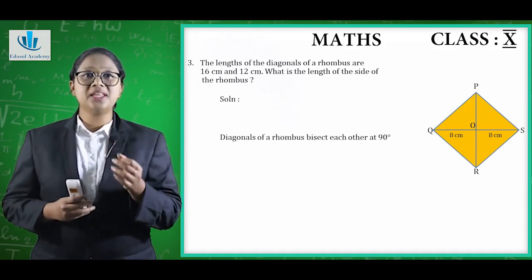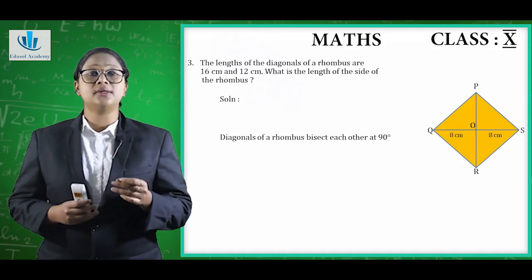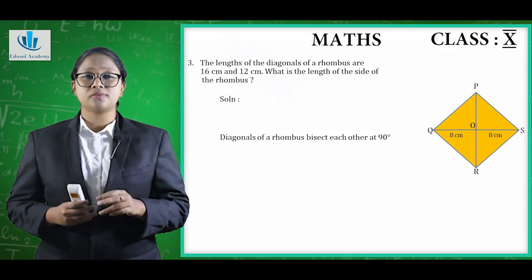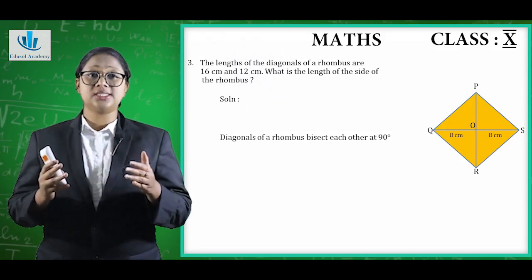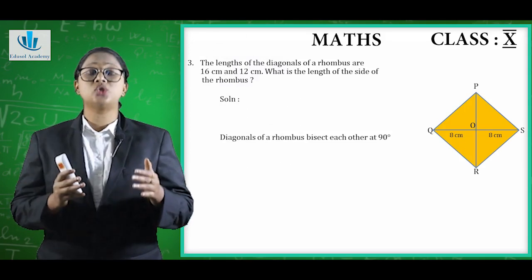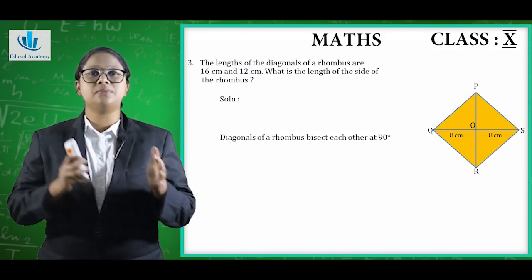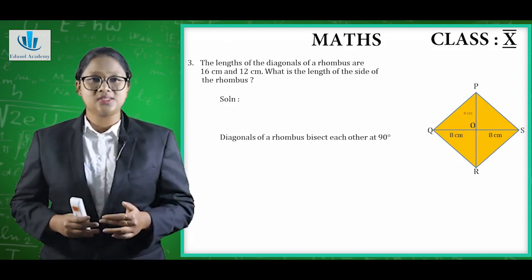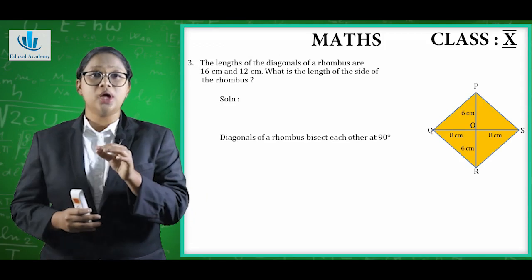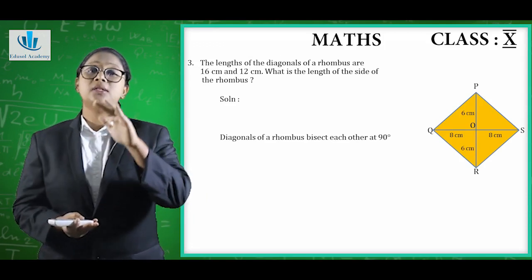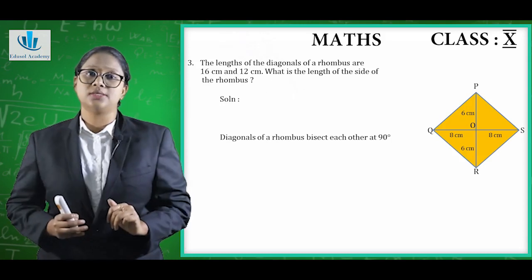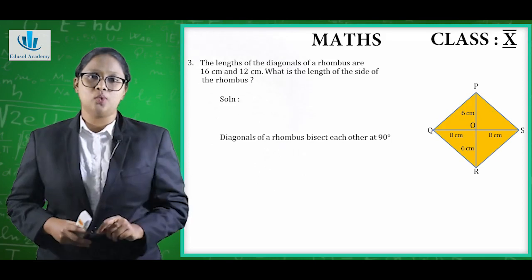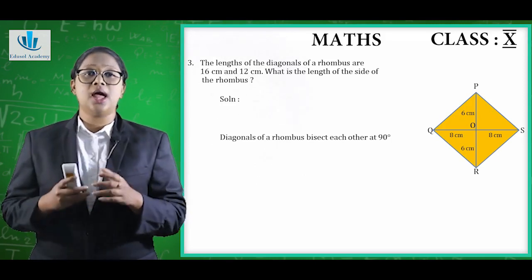So in the question, it's been given that one of the diagonals is 16 centimeter and the other diagonal is 12 centimeter. So at O, the 16 centimeter has now been divided into two equal parts, that is 8 centimeter and 8 centimeter. I hope that's clear. Now for the other diagonal as well, at the point O, the whole 12 had been divided into 6 and 6 each. So now the diagonals are 8, 8, 6, 6 at O, and O is a 90-degree angle.